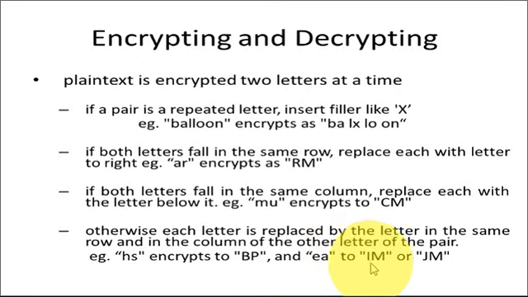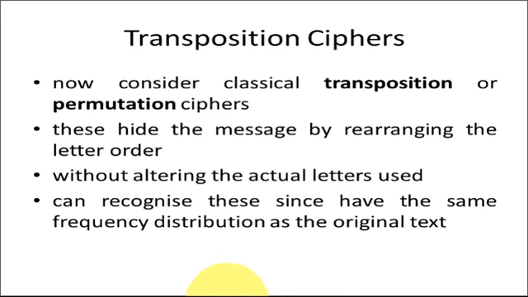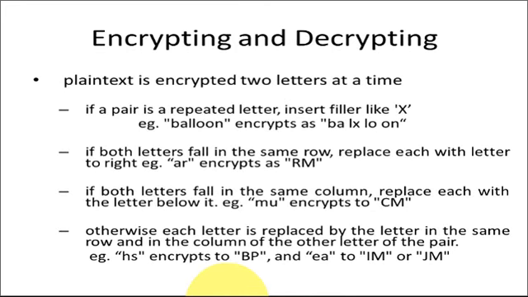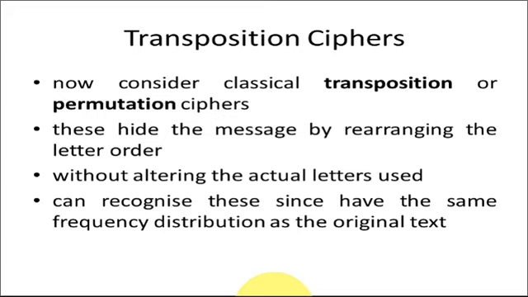So A is replaced by M. E is replaced by either I or J, because I and J are in the same cell. And this is the way we can perform encryption in the Playfair encryption technique. Likewise in the decryption. Next we go for the transposition cipher.